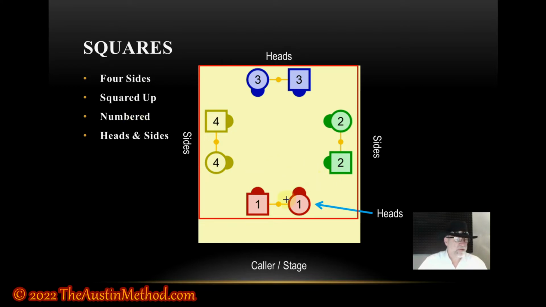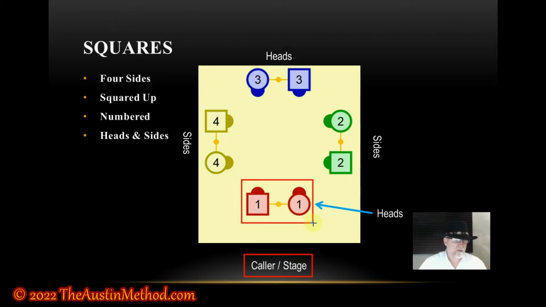The couples in the square are numbered. So the caller will be on a stage or maybe just on the floor, but the caller will always be on a wall. All the couples that have their back to the caller are couples number 1. All the couples to the right, counterclockwise, are numbered from there. So we have 2, 3, and 4.